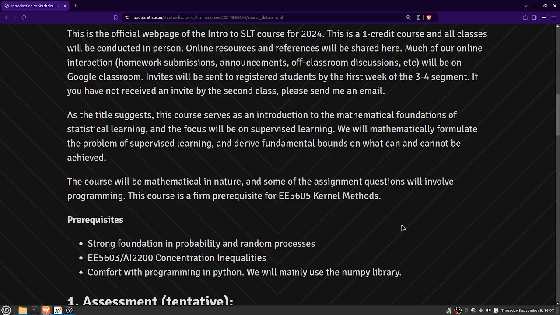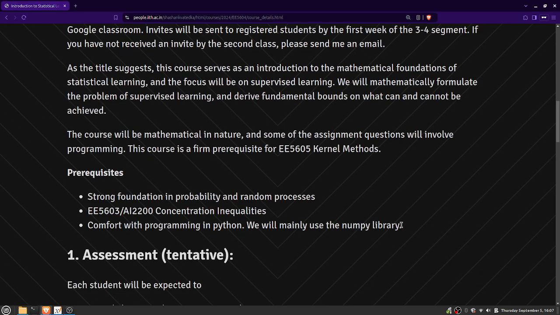As I said, the prerequisite is concentration inequalities. In any case, you should have done at least an undergraduate or a graduate course in probability and random processes. That's a minimum requirement. You should know some programming in Python. We won't do too much programming; it's going to be a math heavy course. But there may be a couple of programming assignments, and some examples that I do in class may involve some programming.